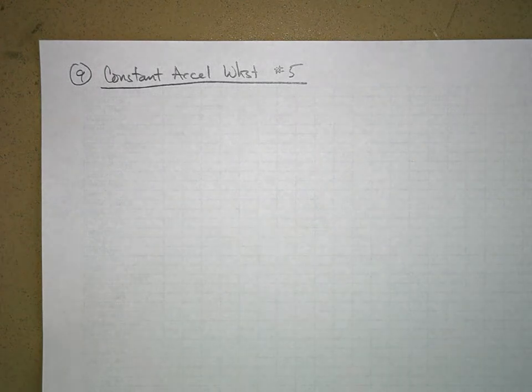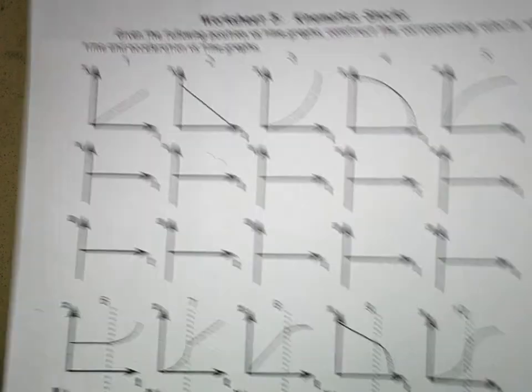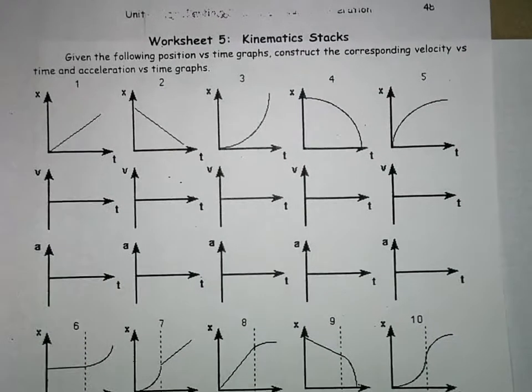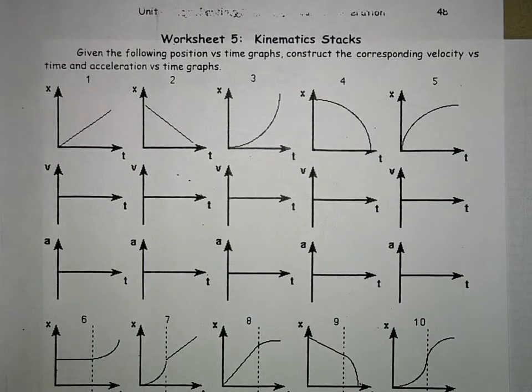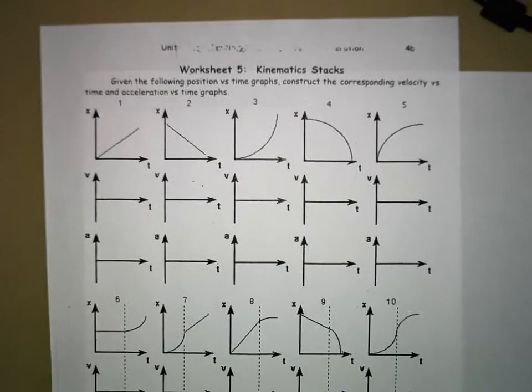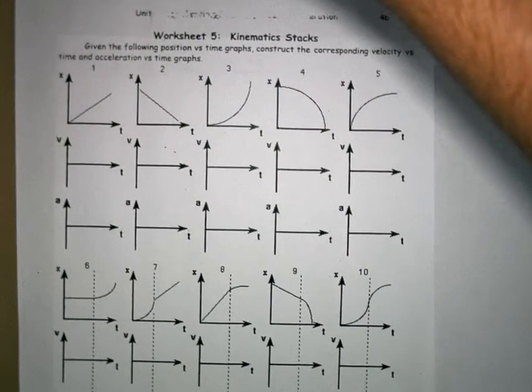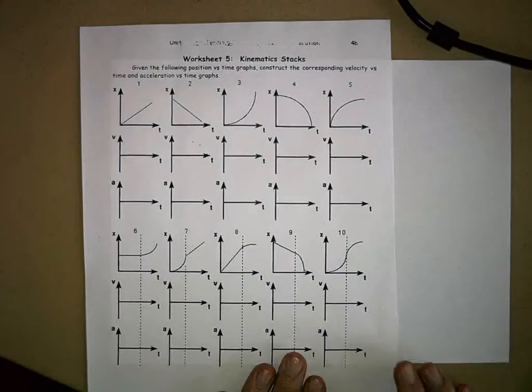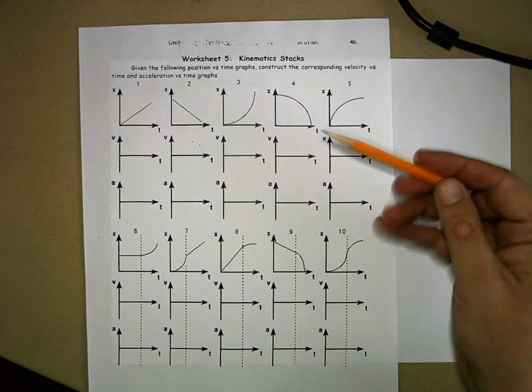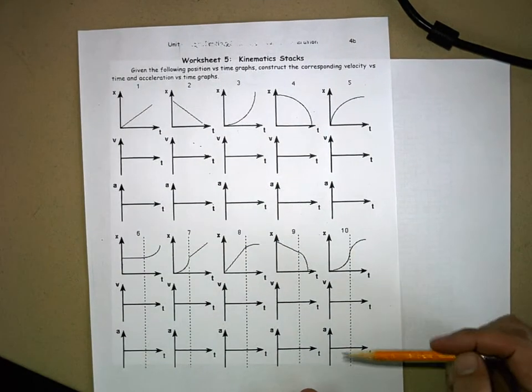Hi there, everybody. I'm going to give you some quick instructions on how to do this worksheet. Here's the worksheet right here: Constant Acceleration, worksheet number 5. Let me zoom out so you can see the whole thing. Okay, so you'll be doing all this. Do this in your notebooks, okay? Don't write on the worksheet, please.